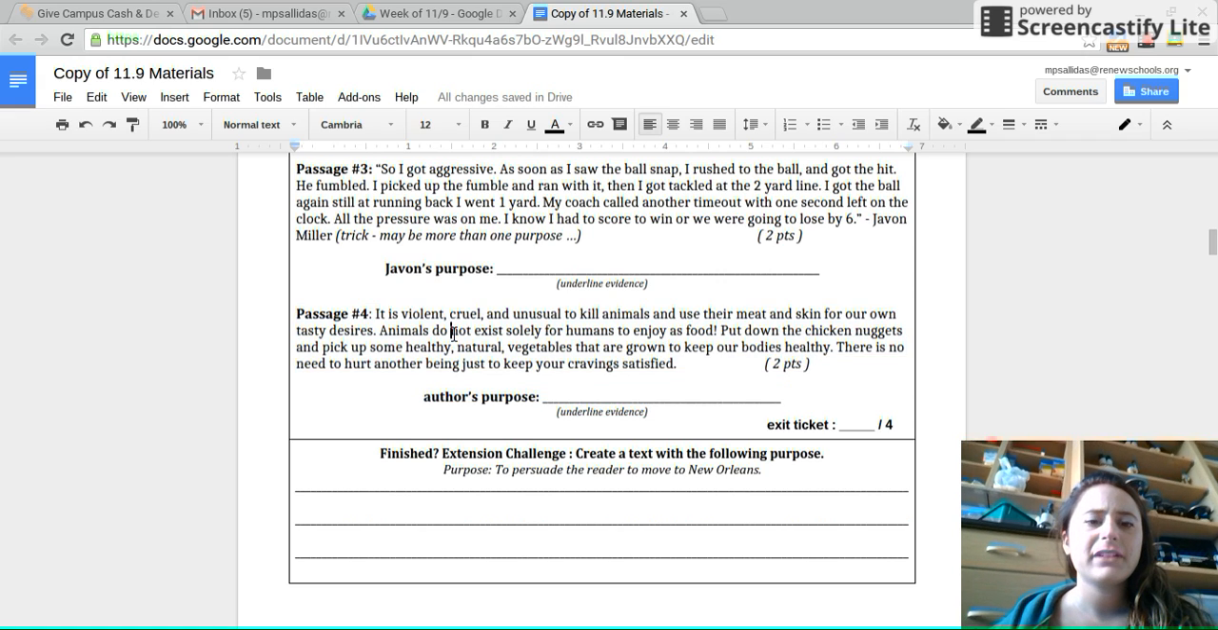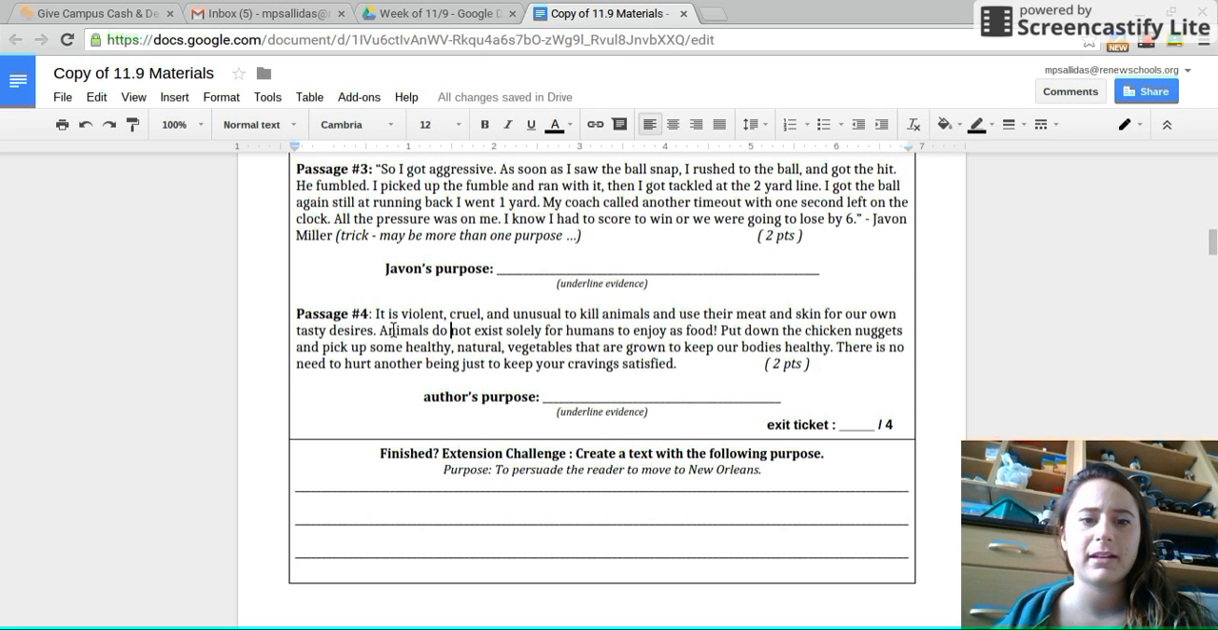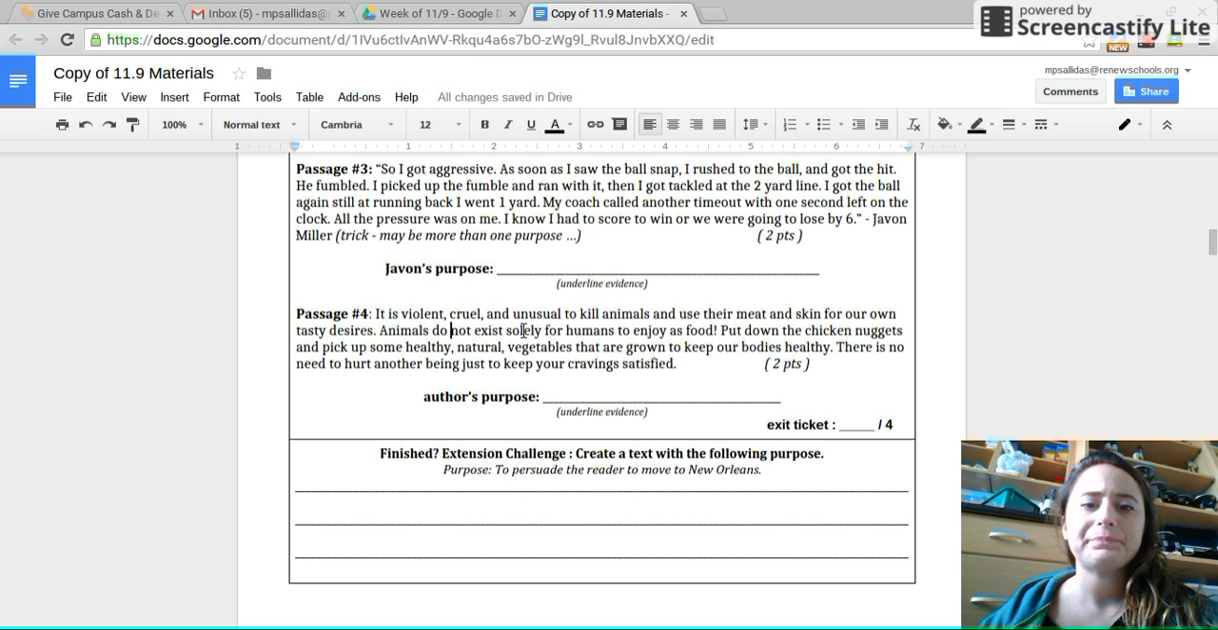It is violent, cruel, and unusual to kill animals and use their meat and skin for our own tasty desires. Animals do not exist solely for humans to enjoy as food. Put down the chicken nuggets and pick up some healthy natural vegetables that are grown to keep our bodies healthy. There is no need to hurt another being just to keep your cravings satisfied.